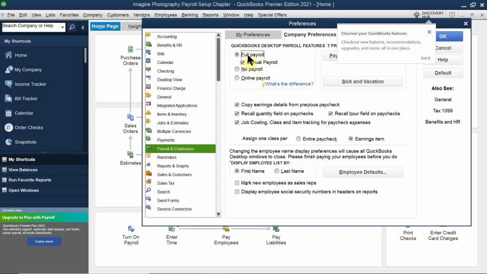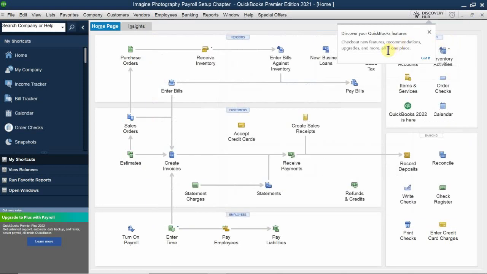You need to click on full services and check mark that you are using a manual payroll system and you are not using an online system. So make sure you do have this set up to be able to pay your employees. Then I'm going to click OK. I already have it set up.